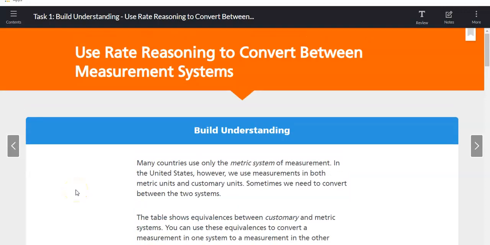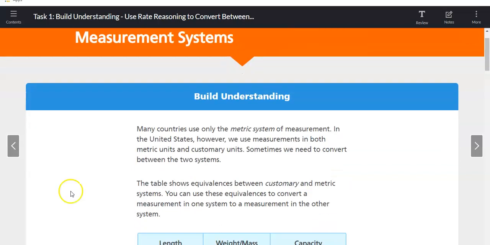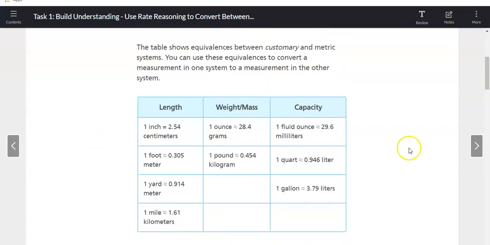Okay, this is Module 6, Lesson 3. It's called Use Rate Reasoning to Convert Between Measurement Systems. In the last lesson, we looked at converting within customary and then within metric. This one, we're going to go from metric to customary and customary to metric. This is on page 194 in your books.